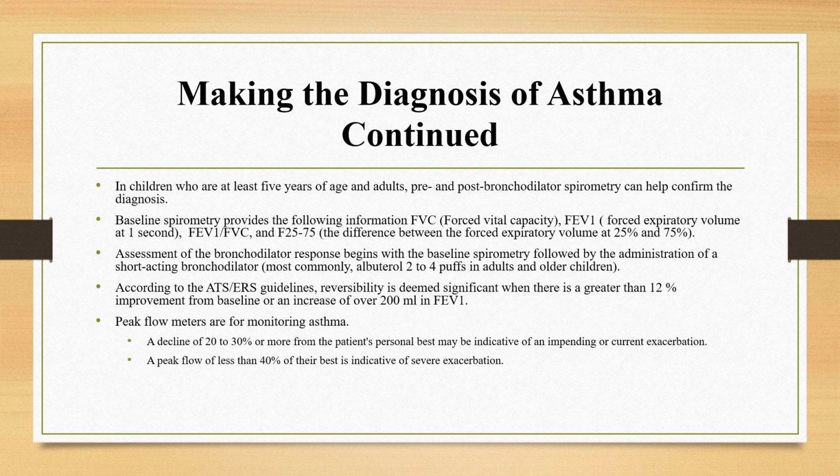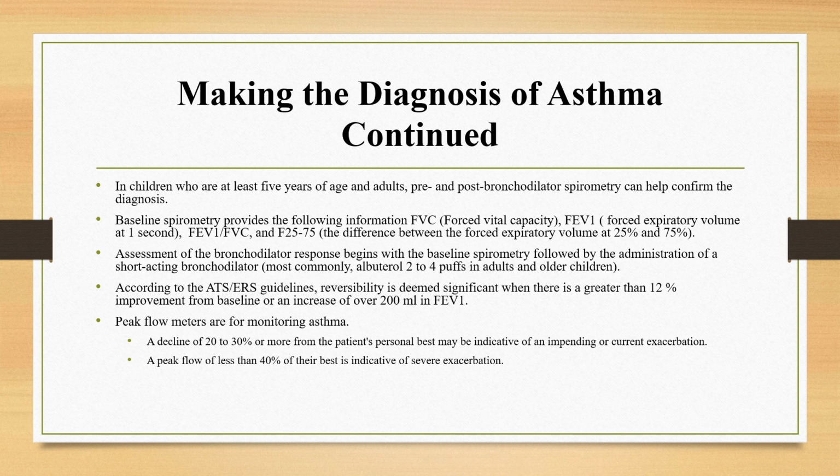So when a child is 5 years of age or older, you may be able to do spirometry testing, and you might also be able to use peak flow meters as a way of monitoring their asthma. For example, when you do spirometry testing, basically we're looking at the forced vital capacity, you're looking for the FEV1, you're looking for the FEV1 over FVC, and you're also looking at the F25-75 to determine any kind of flow limitations that the patient may have. Typically, with obstructive diseases such as asthma, you're going to have flow limitations.